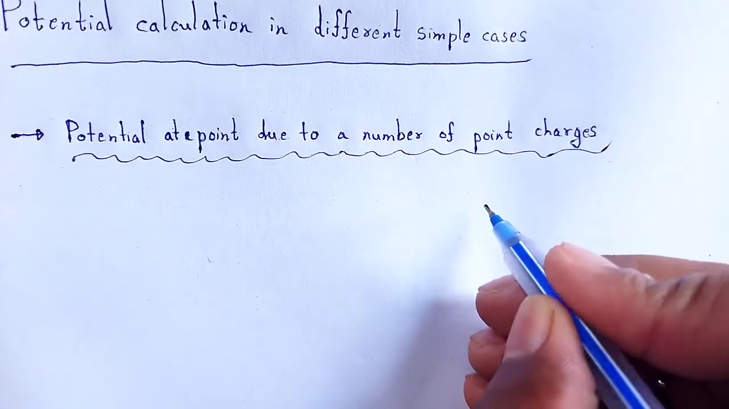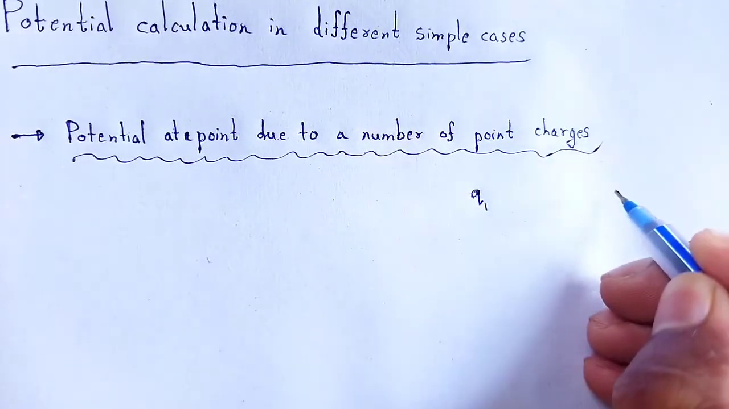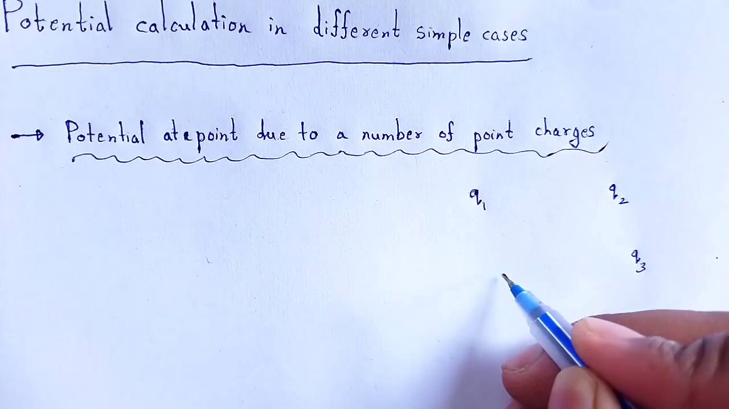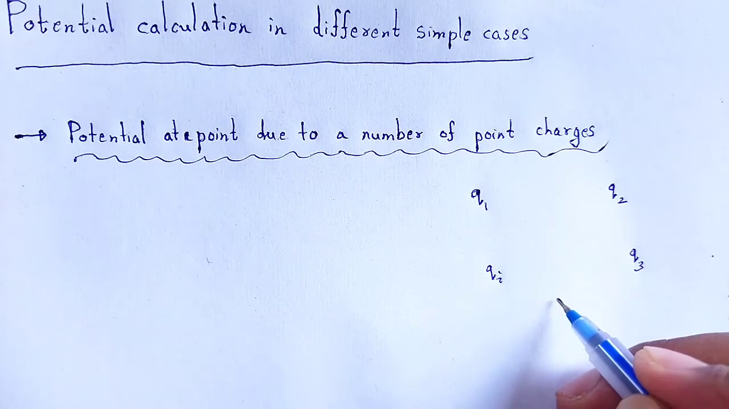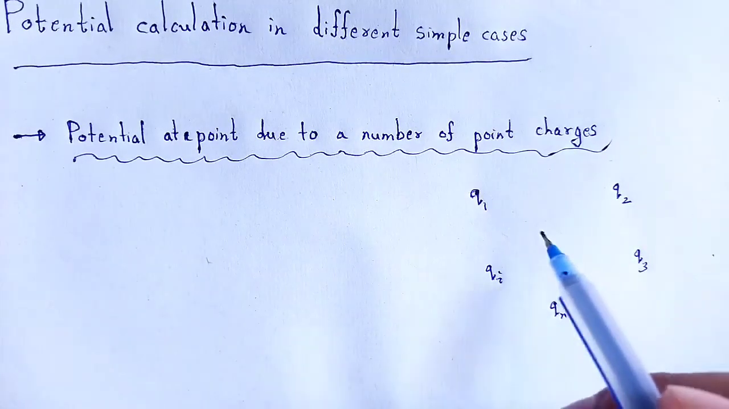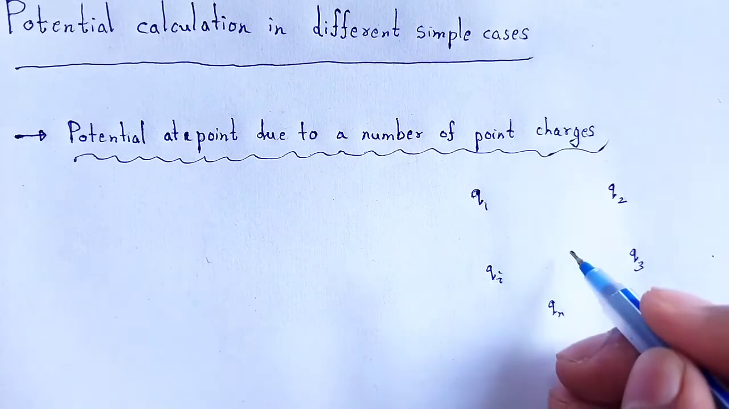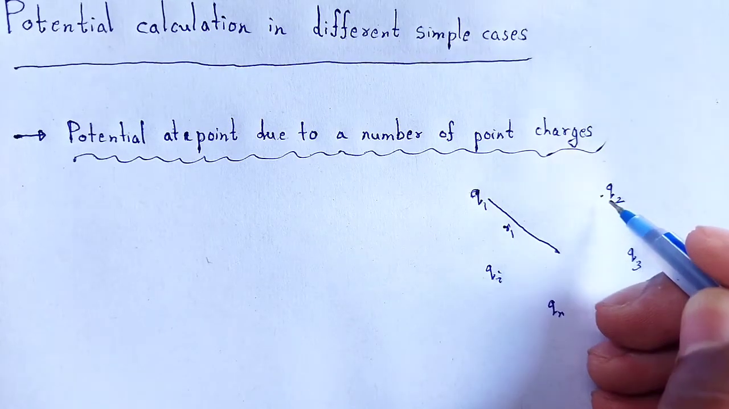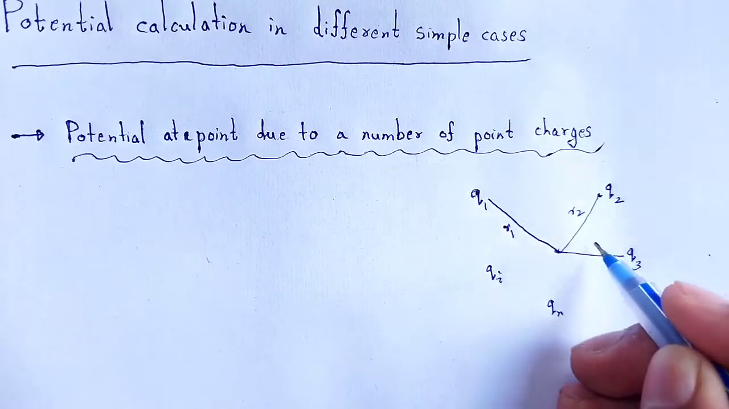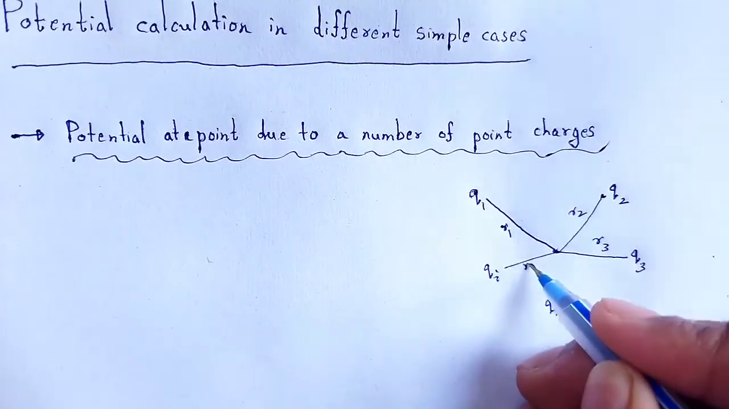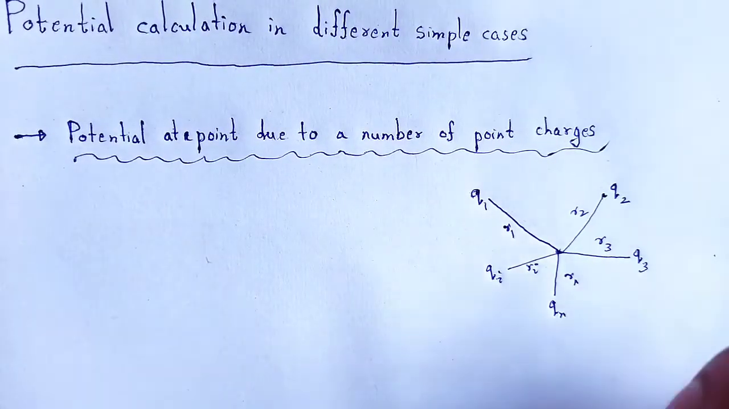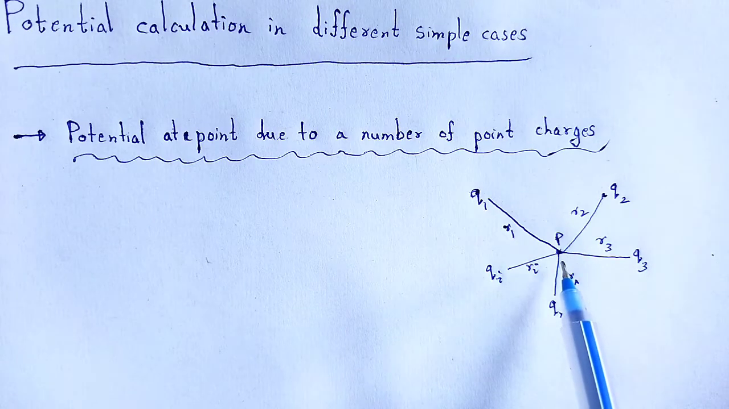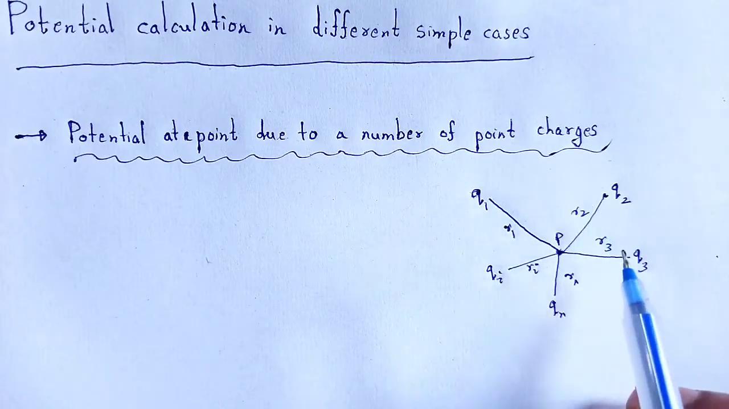Let us consider Q1, Q2, Q3, Qi, Qn as the point charges at distances r1 for Q1, r2 for Q2, r3 for Q3, ri for Qi, and rn for Qn from the point P. So, we have to calculate the potential at point P due to these point charges.